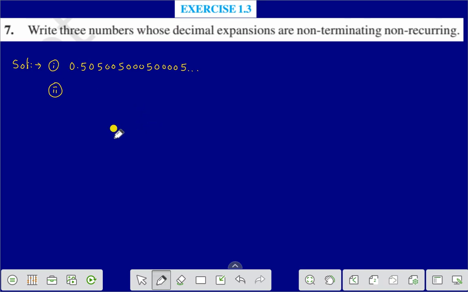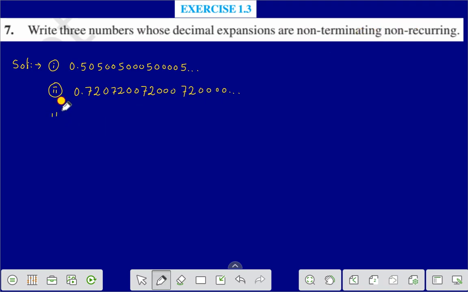If we try another number like this, it will also be non-terminating and non-recurring. For example, 0.720. Again we are writing 72, then 2 zeros. Again we are writing 72, then 3 zeros. Again we are writing 72, then 4 zeros. In this way, if we continue, these numbers will be non-terminating and non-recurring decimals.